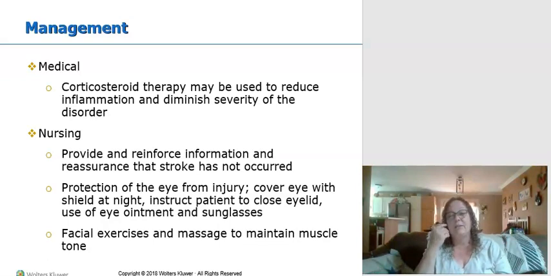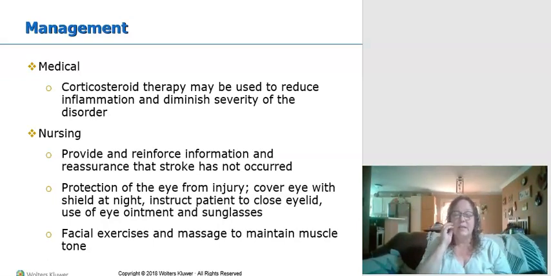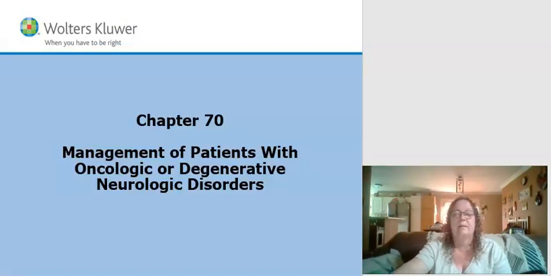We need to protect the eye from injury, right? If we have the drooping of the side of the face, they may not be able to close their eyes properly. So you want to cover the eye with a shield at night if necessary, instruct the patient to close the eyelids, and use any ointments or eye lubricant. They'll need to wear sunglasses to prevent the eye from any radiation damage. Facial exercises and massage to maintain muscle tone. They'll have some paralysis, but what muscle exercises can you do to retain the muscle tone until it comes back.